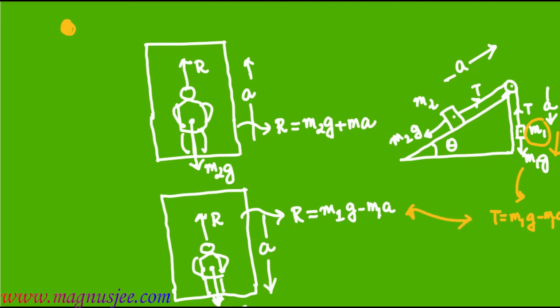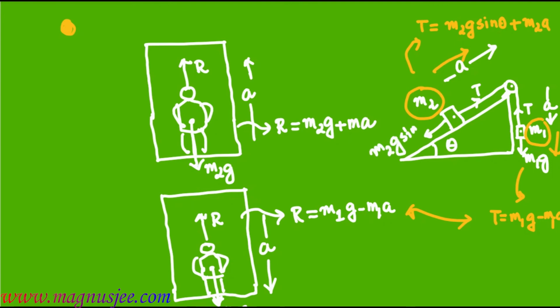So that is same as the apparent weight of a man inside the lift moving downwards. And for the body of mass M2, tension T is what? M2G sin theta plus M2A. That is the tension acting in the string, and that can be compared with the apparent weight of the man standing in the lift, which is moving upwards.